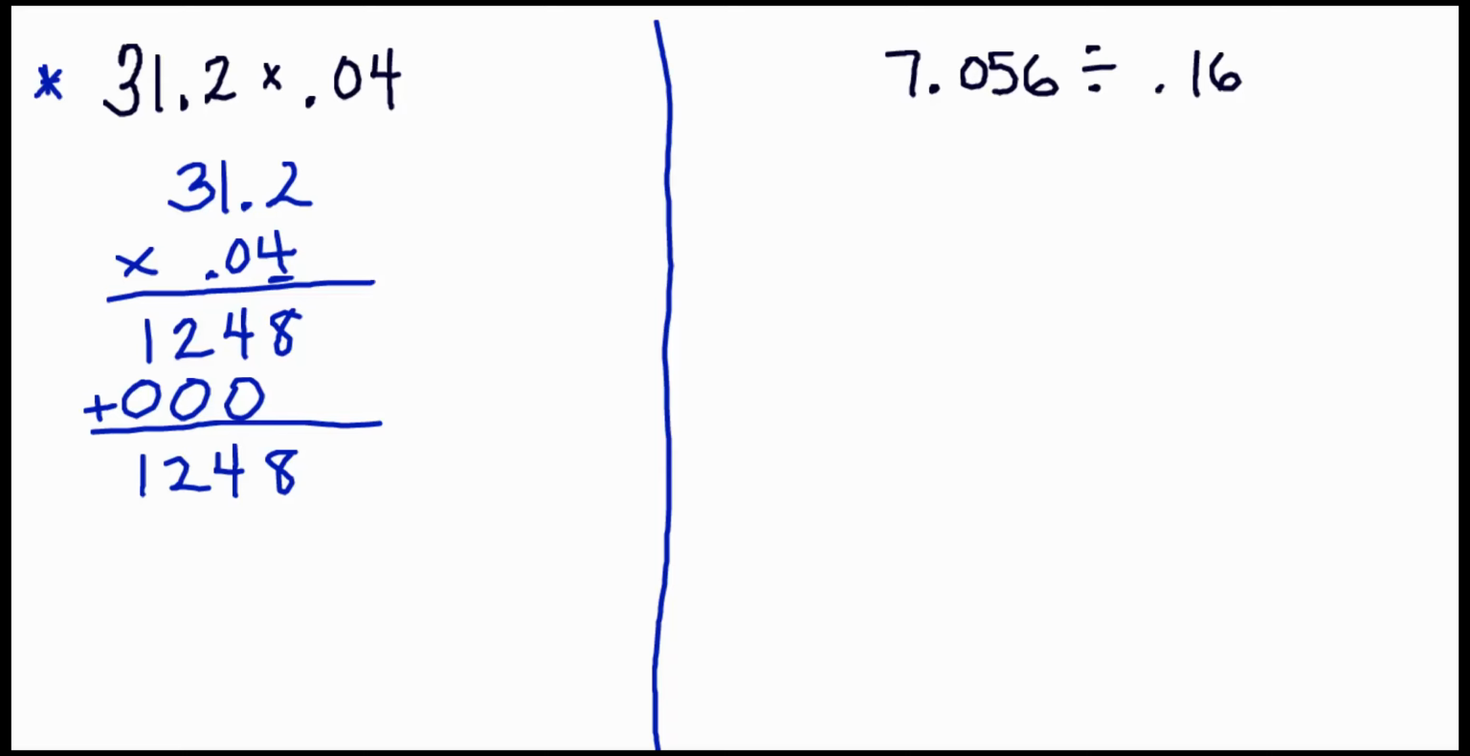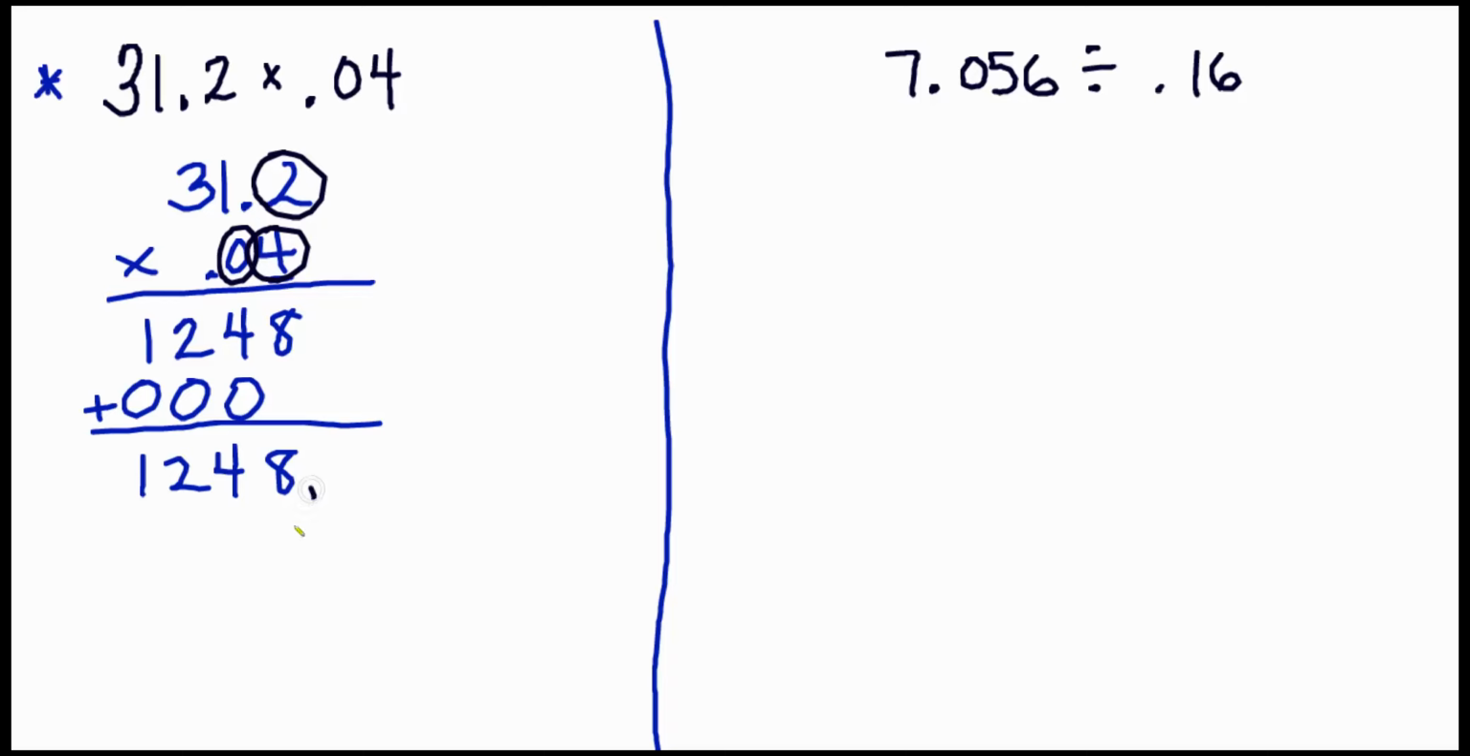And now to figure out how many place values you should have after the decimal point, you count how many there are in your problem. So there's one number after the decimal point in the top number, and then 2 numbers after the decimal point in the bottom number. So that's 3 altogether. So your answer should have 3 altogether.